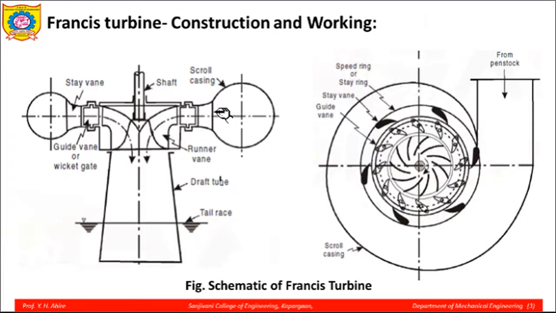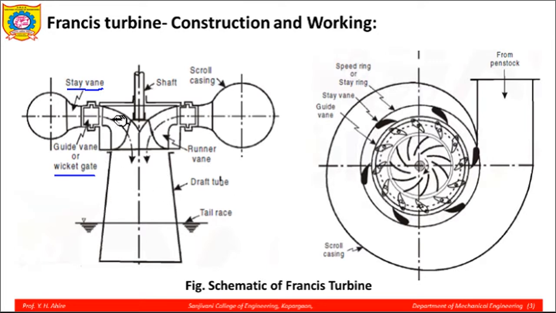Then the water will flow in a radial direction through the stay vanes. So these are stay vanes, this one. There is a row of stay vanes. Stay vanes are stationary fixed vanes. These are the black colored stay vanes. Then next is the row of guide vanes. So internal to the stay vanes, we have the next row of guide vanes, also known as wicket gates. So the guide vane row, these are also known as wicket gates.